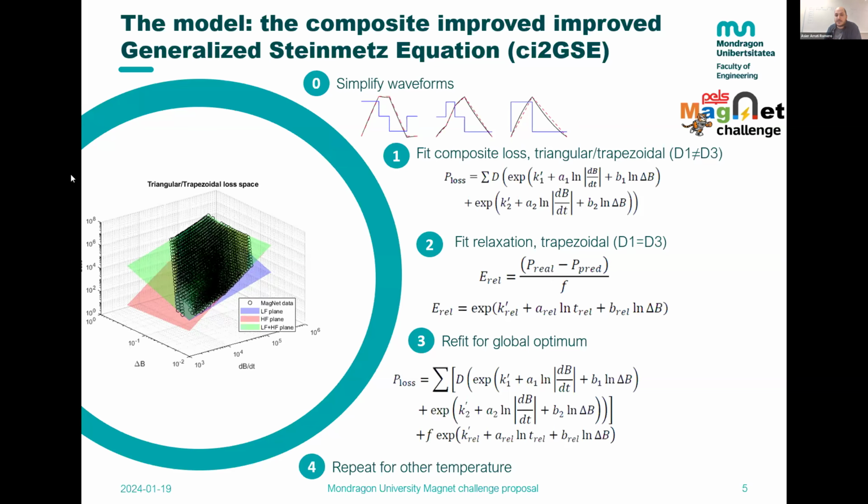Then we have a second stage to estimate the relaxation losses. We see the difference between our estimation and the real losses, so we define a new equation for relaxation and add it. And then we do a new step of refitting the model. The first 2 stages go to a local optimum, and this last step ensures that we try to find a global optimum for the model.